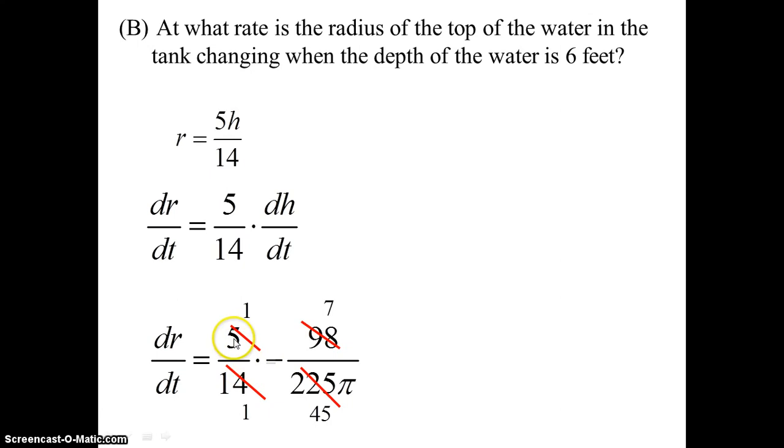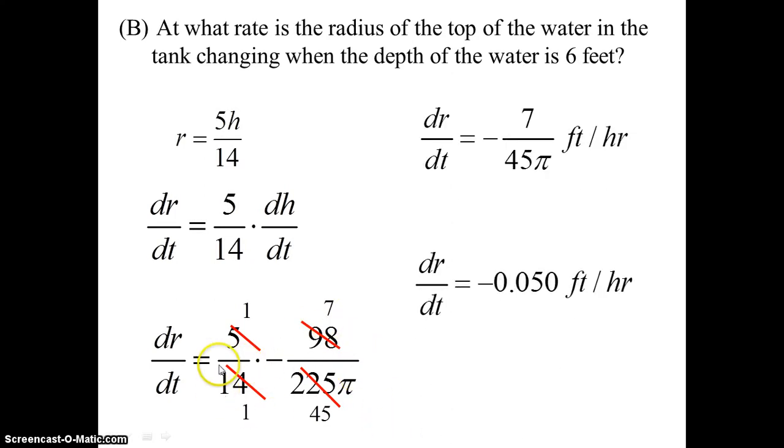So 5 divided by 5 leaves us with a 1. 225 divided by 5 is 45. Divide both of these by 14. 14 divided by 14 is 1. 98 divided by 14 is 7. And we've got a really workable answer here, nice and reduced. Negative 7 on the top, 45 pi on the bottom, gives us approximately negative 0.050 feet per hour.